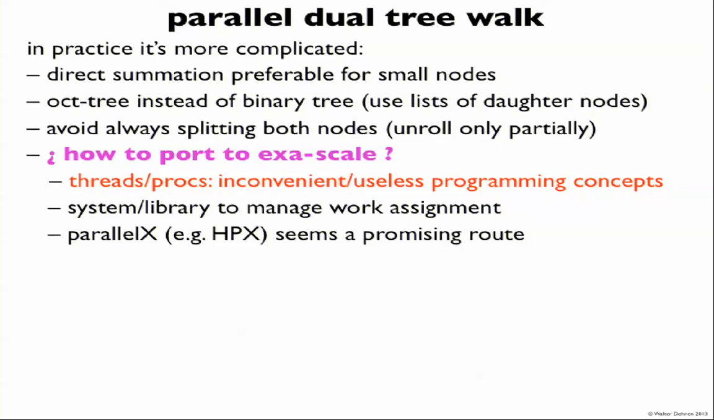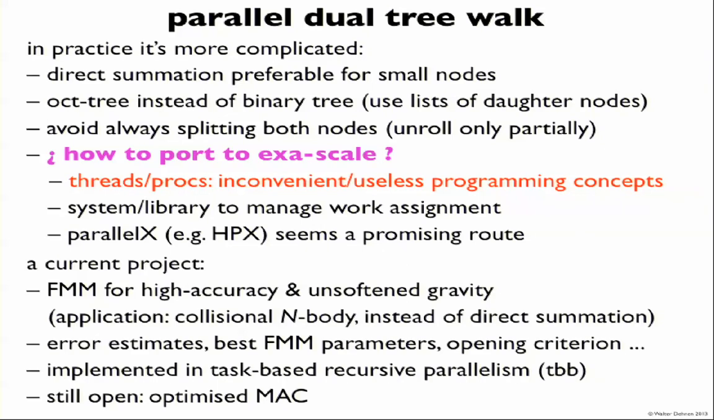So in practice, everything is, of course, a bit more complicated, and there are ways to deal with this. I would like to know how to port this to Exascale. So how do you do this task-based parallelism on Exascale? I'm very much looking forward to Tom's talk on that. And I'm currently having a project where I'm implementing a fast multipole method for high accuracy and unsoftened gravity. So the idea is, you saw the errors before in this diagram, and they were all going all the way to the round-off error limit. Okay, thank you.